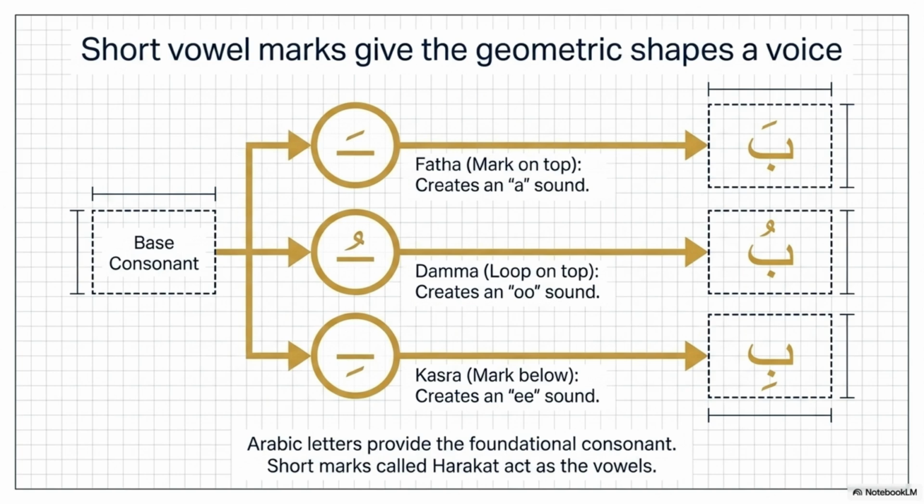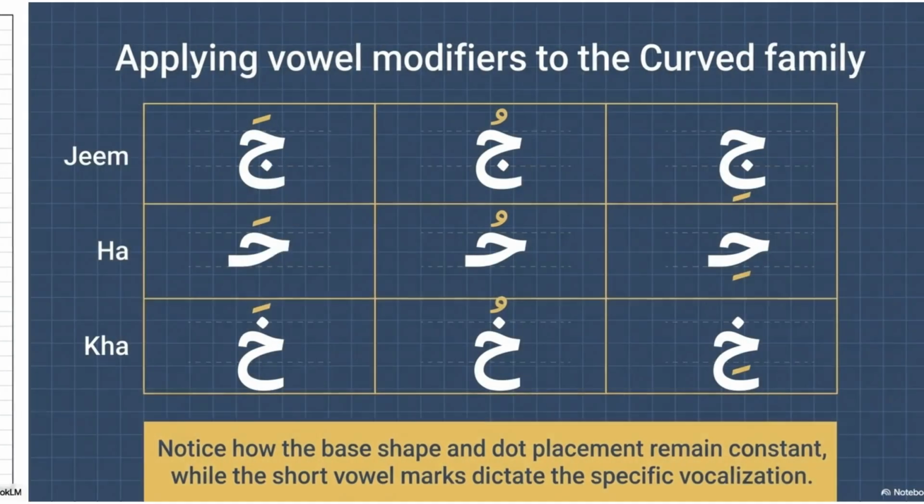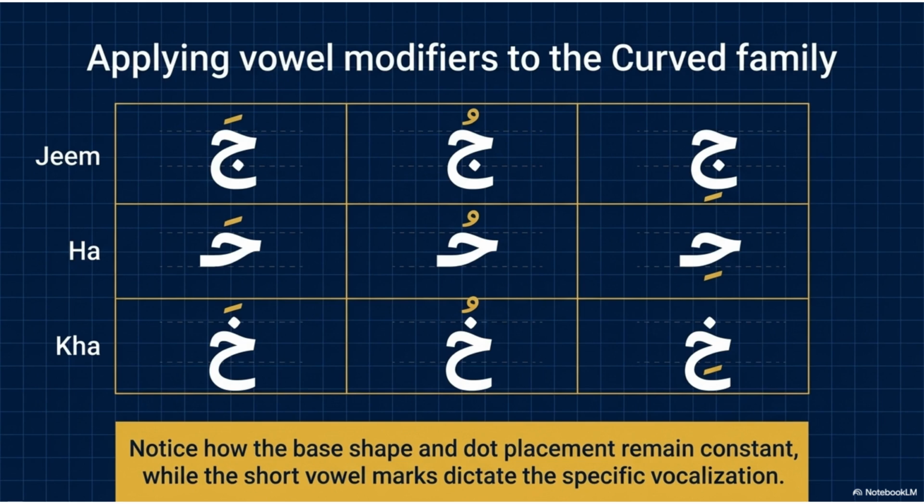So you read ba, bu, bi, ta, tu, ti, tha, thu, thi. The short vowel marks simply dictate the specific vocalization.